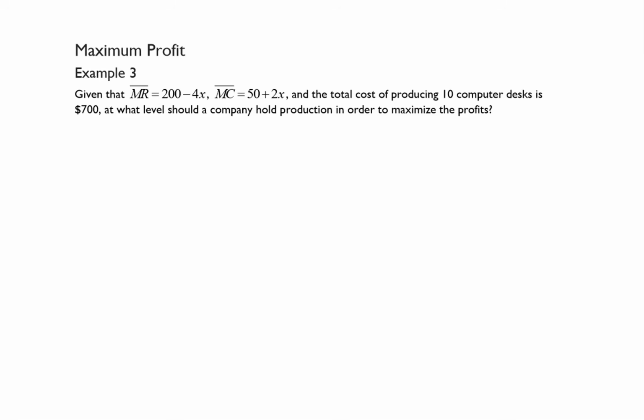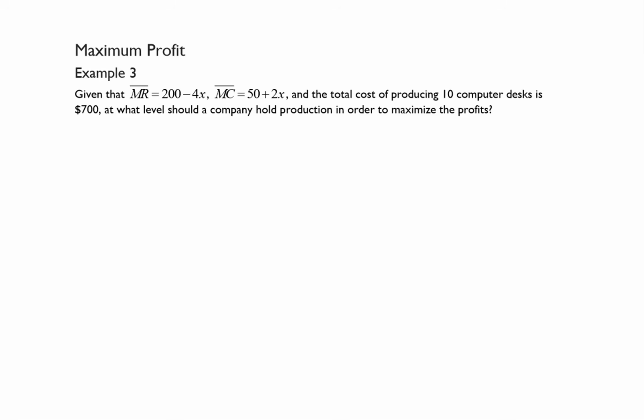Example 3 says, given that the marginal revenue is equal to 200 minus 4x and the marginal cost is equal to 50 plus 2x and the total cost of producing 10 computer desks is $700, at what level should a company hold production in order to maximize the profits?